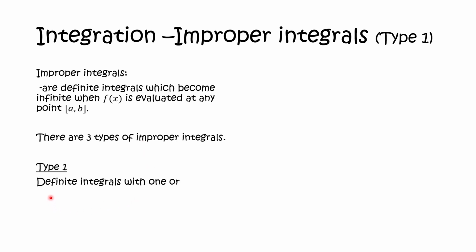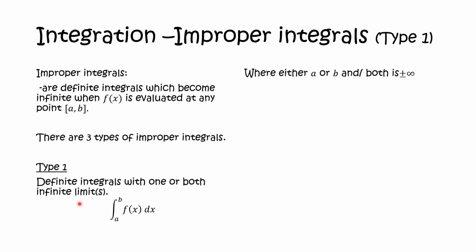So for type 1, we are saying that the definite integrals have one or both infinite limits. So, if we have the integral from a to b of f of x dx, whether a or b or both is plus or minus infinite, then we are going to have an improper integral of type 1.